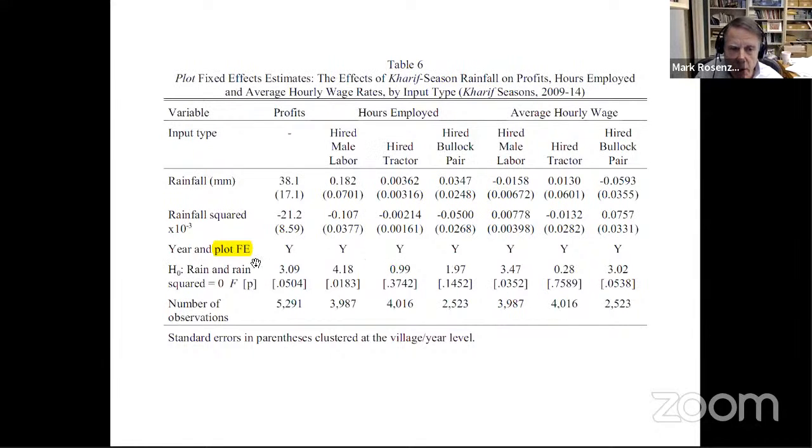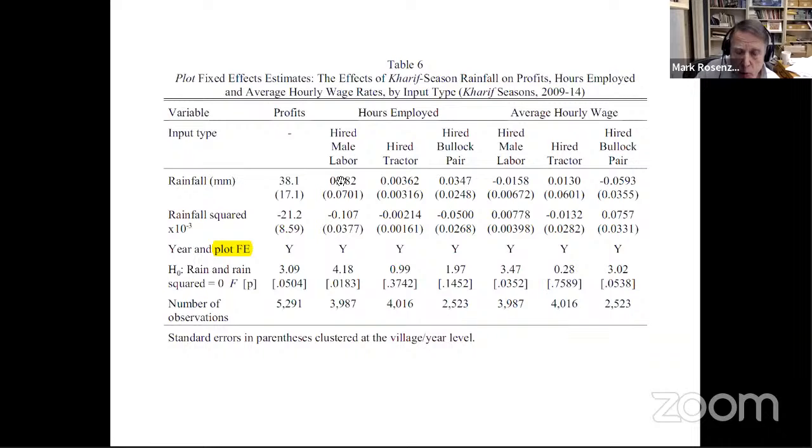So we could do year and plot fixed effects, but the key thing, so I'll first show you a linear specification, but then we'll look at how the effect of rainfall varies by plot size. So on average, what you'd expect, we can ignore the square term. It just shows that it's quadratic, but it never reverses the sign. So we can look at the linear terms.